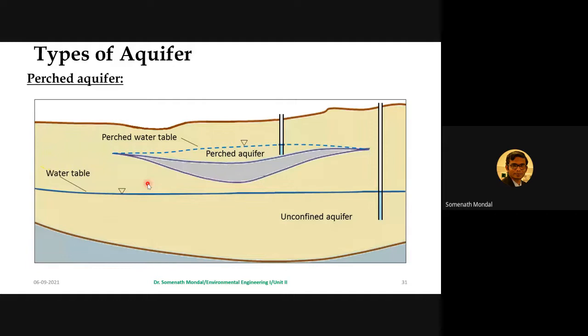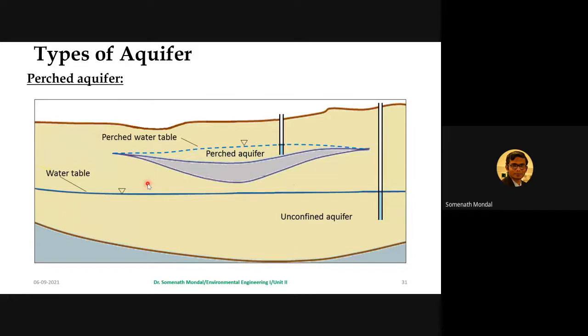So the next immediate one is a very interesting formation we are going to talk about. That is the perched aquifer. Basically, in a perched aquifer, you have an unconfined aquifer, and you have that groundwater table. So the groundwater table is the upper boundary of an unconfined aquifer.